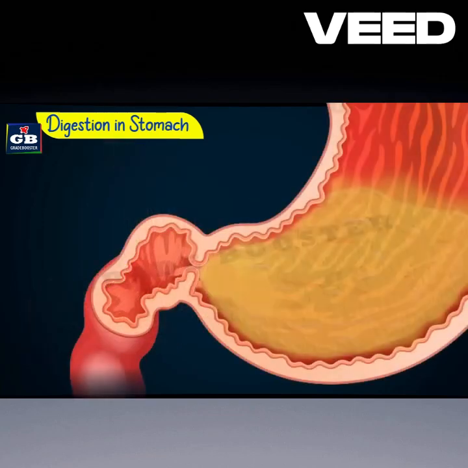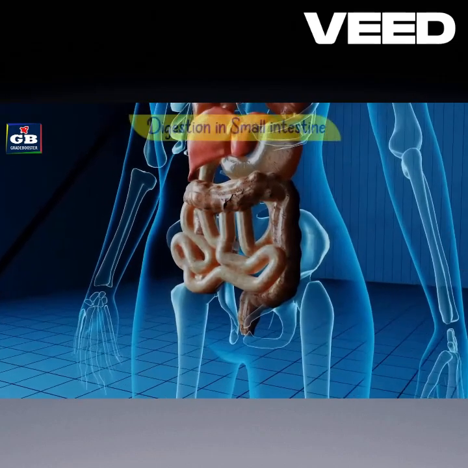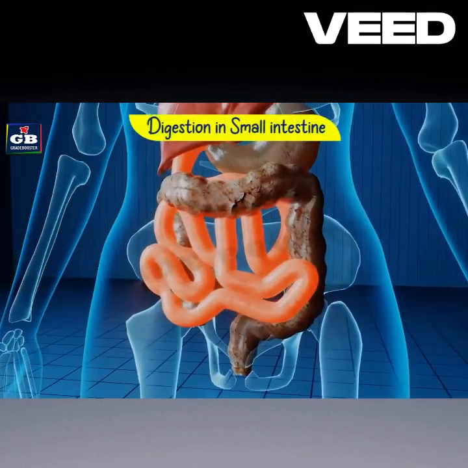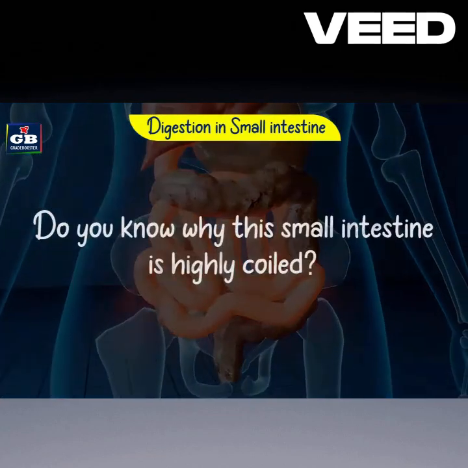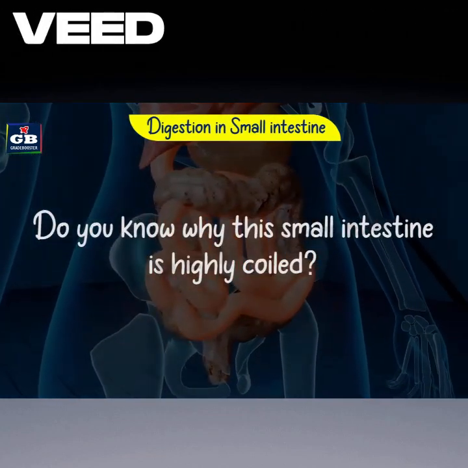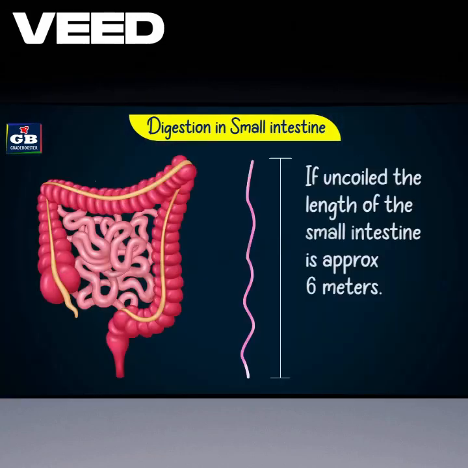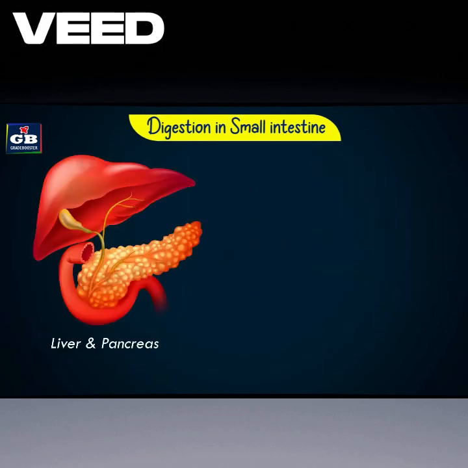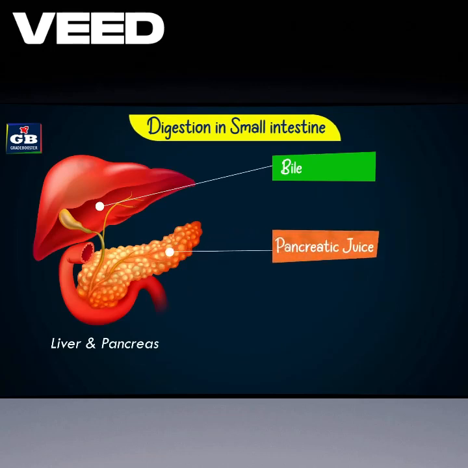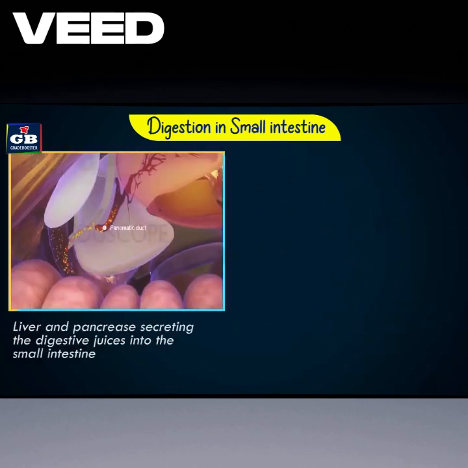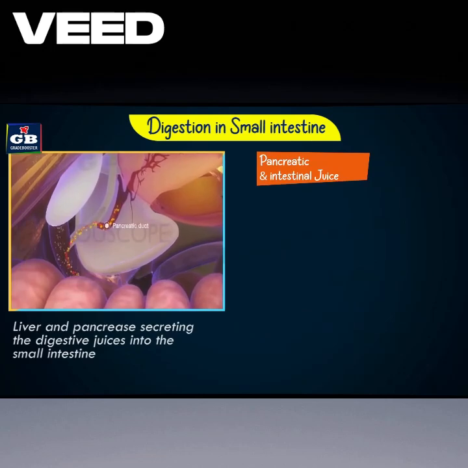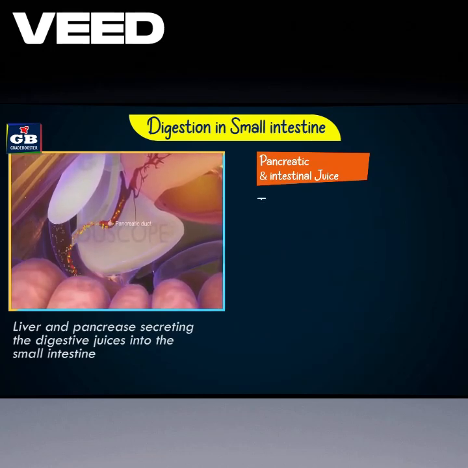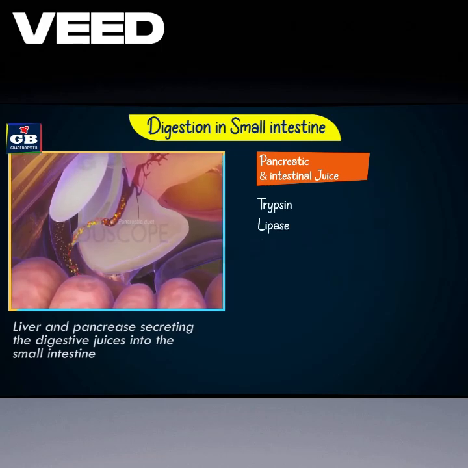The food then goes to the small intestine. The small intestine is a long coiled tube. Do you know why the small intestine is highly coiled? It is coiled to fit in a small space. The small intestine receives bile juice from the liver, pancreatic juice from the pancreas, and intestinal juice from the walls of the small intestine. Pancreatic and intestinal juices contain enzymes like trypsin, lipase, and pancreatic amylase.